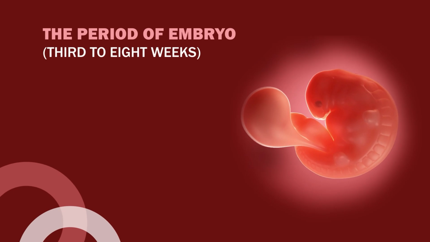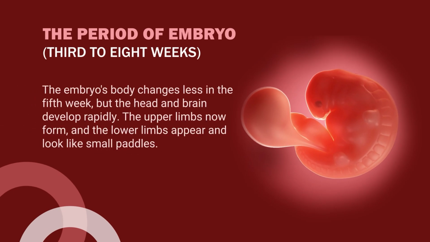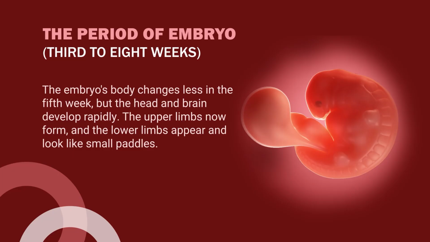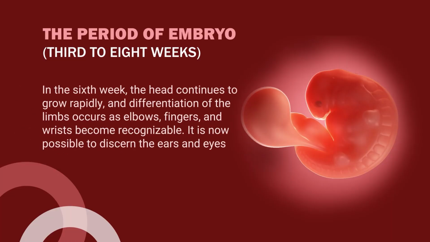Within the period of the 3rd to 8th weeks, the embryo's body changes less in the 5th week, but the head and brain develop rapidly. The upper limbs now form, and the lower limbs appear and look like small paddles. So the upper limbs, that is the hands, are now formed, and the lower limbs, known as the legs, start appearing like small paddles. It is yet to take a proper shape, but you can see the formation of the hands and the legs.